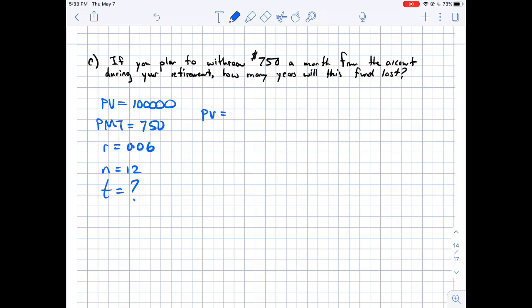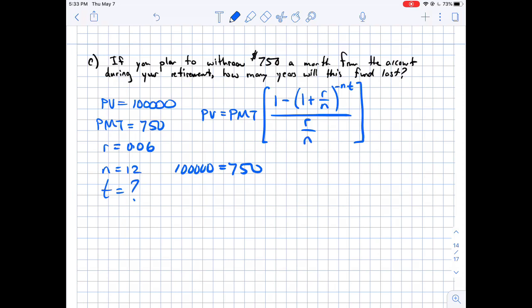So now we're using a present value formula. We have our payment, and we have 1 minus (1 plus r over n) to the negative nt, divided by r over n. And here we can plug everything in. We know that our present value is 100,000. The amount that we want to be able to withdraw is 750. We have r is 0.06, n is 12, and the only thing we don't know is t.